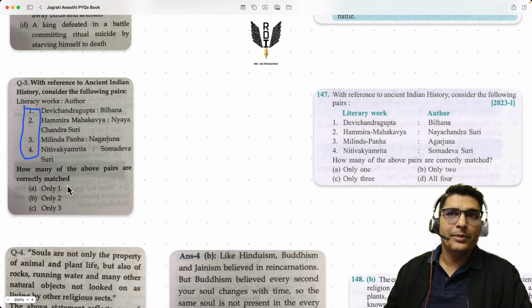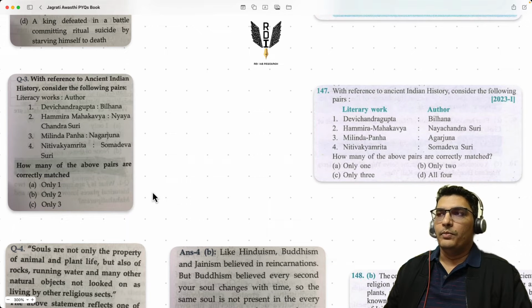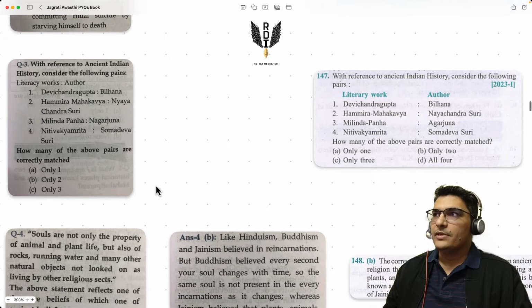Somebody might feel "only one" means only this Dev Chandra Gupta Bilhana statement, "only two" means only the second, "only three" means only the third. This is actually not true. There is a big difference between this framing and what Jagrati Avasthi's book has done, so it's not a minor mistake. The printers should take care of this, and the quality check team should take care of this.